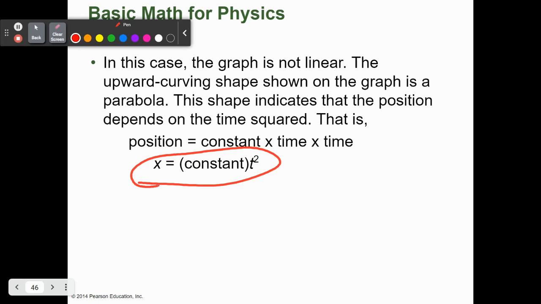Does anybody know what this constant is going to do to my parabola? Change the y value. It's going to change the y value. So what does that do to the shape of the parabola? It's going to make it wider, or it's going to make it narrower. What if we had a negative in front of that? What would that do to flip? It would flip it upside down. Right. Okay. Good.